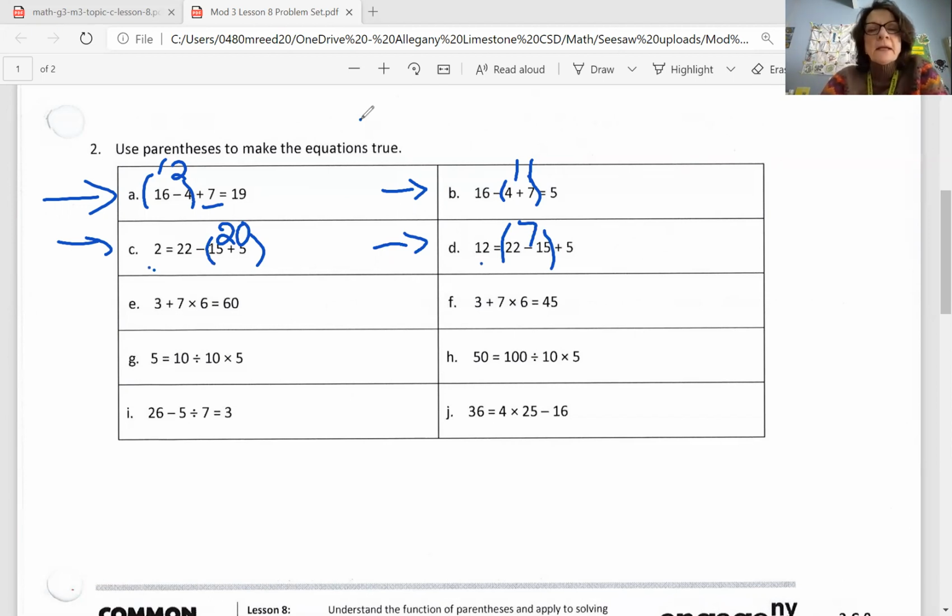Okay. Let's skip the next two and let's go down here and we'll do these last two. Okay. 26 minus 5 divided by 7.